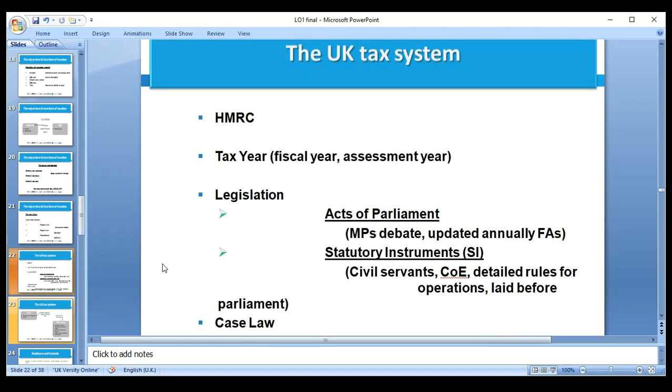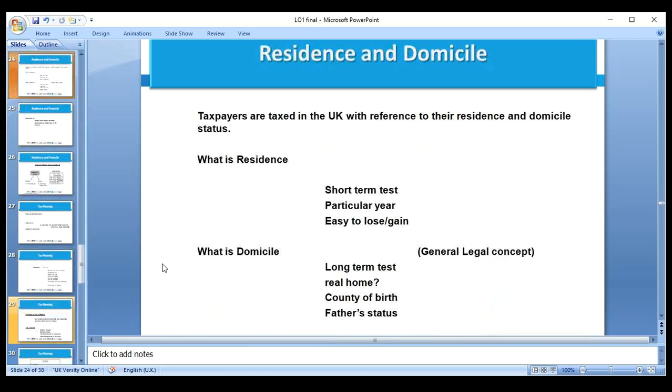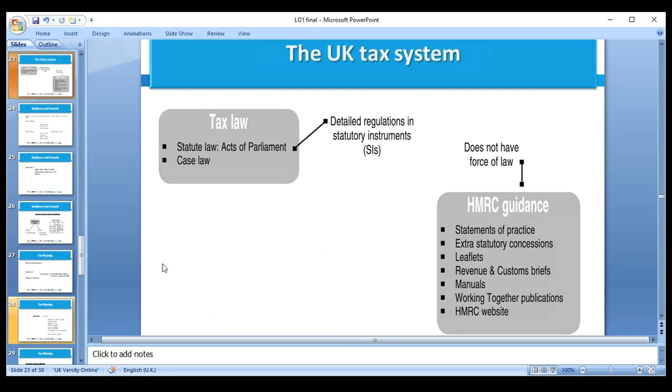Okay, then the UK tax system. HMRC is the regulator. Tax year, we know the fiscal year, the assessment year. Legislation, we have an Act of Parliament every year. We have statutory instruments, various other rules we have to follow, and we have case law as well. We have tax law, statute law passed by Parliament, HMRC guidance on these, and they carry on publishing.